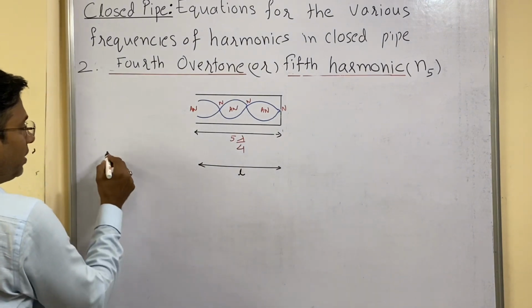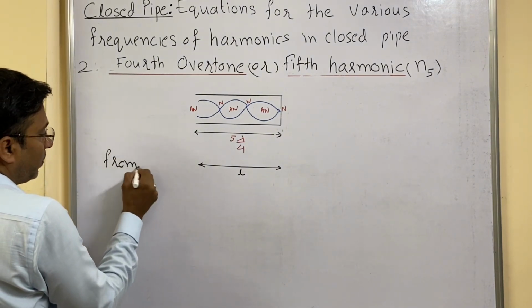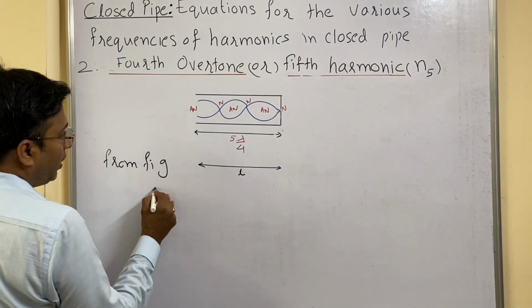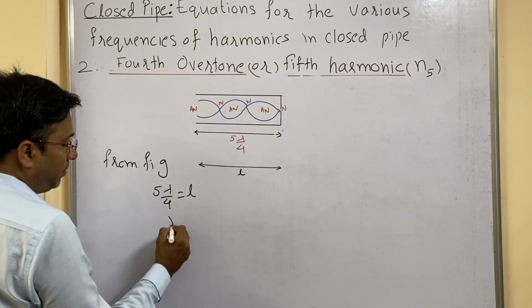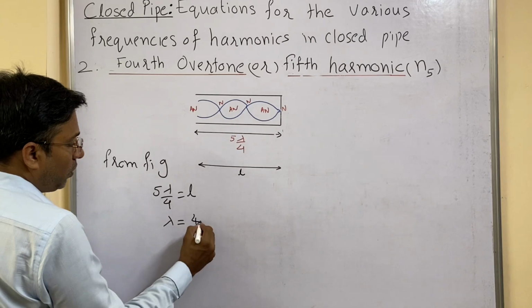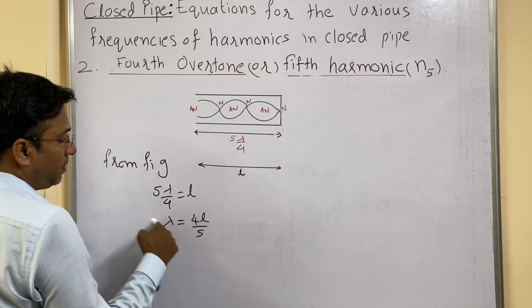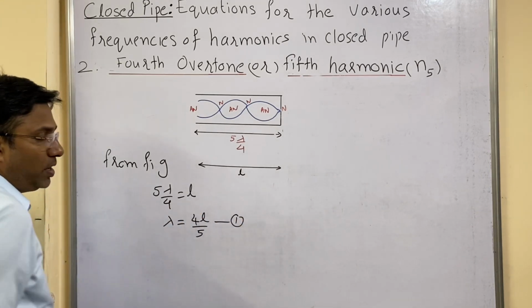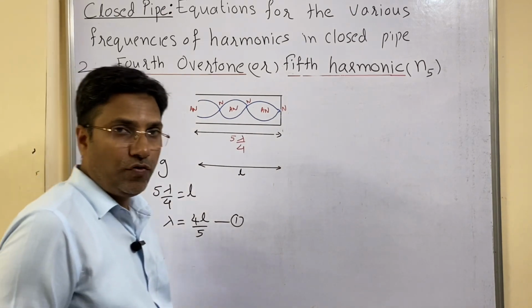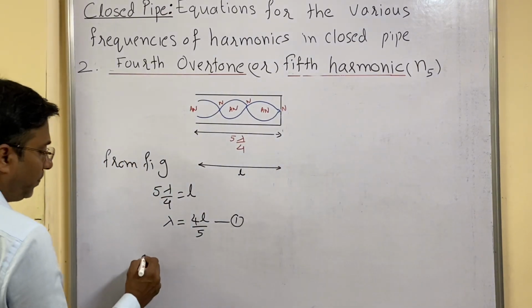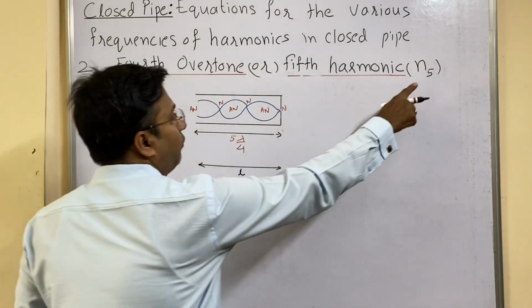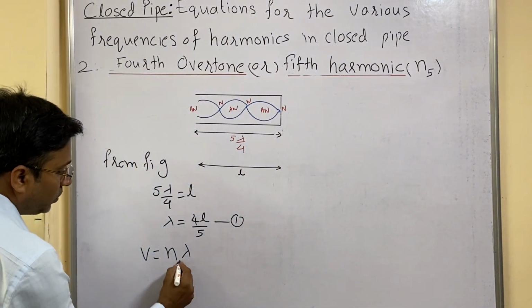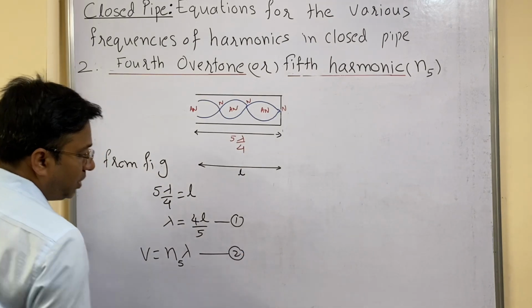Therefore, from the figure we can write 5 lambda by 4 is equal to L. The same thing, lambda is equal to 4L by 5, we have cross multiplied. This is equation number 1. Now we have to use the speed of sound formula, that is V is equal to N lambda. In this case, N will be N5, fifth harmonic. So N5, make this equation number 2.